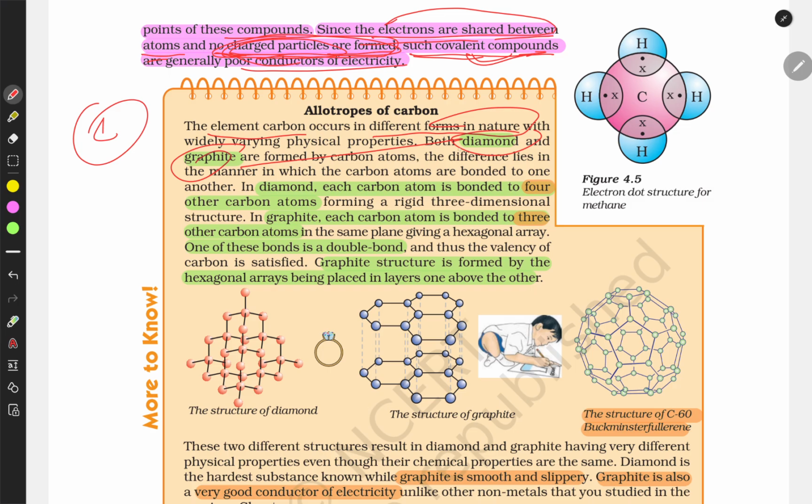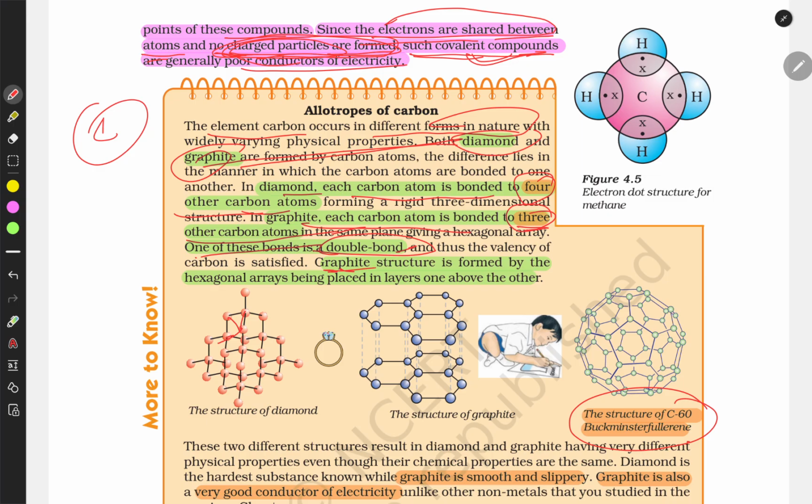So actually these are the only two natural ones found. One more thing is another which is artificial. In diamond, each carbon is bonded with four other carbon atoms. But in graphite, it is only bonded with three carbon atoms. So although it is bonded with three, in one bond there is a double bond.